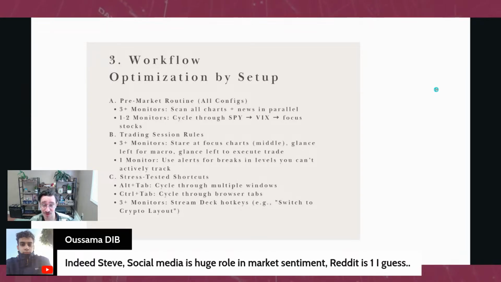So we can talk about some workflow optimization here, because I think it's really important not only that you have a good layout, but that you're able to work with it and really understand why the things are where they are and just kind of get in a flow. So you have a good system to go through.